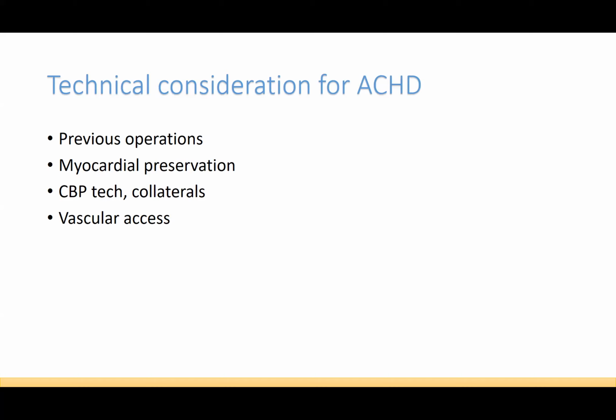The technical considerations of adult congenital surgery should include the previous operations, as I mentioned, obtained through some system of follow-up or good history taking, and myocardial preservation, since they are young patients and they have a lifetime to spend. Cardiopulmonary bypass technique and collaterals among the redos will be very challenging, and vascular access as well.